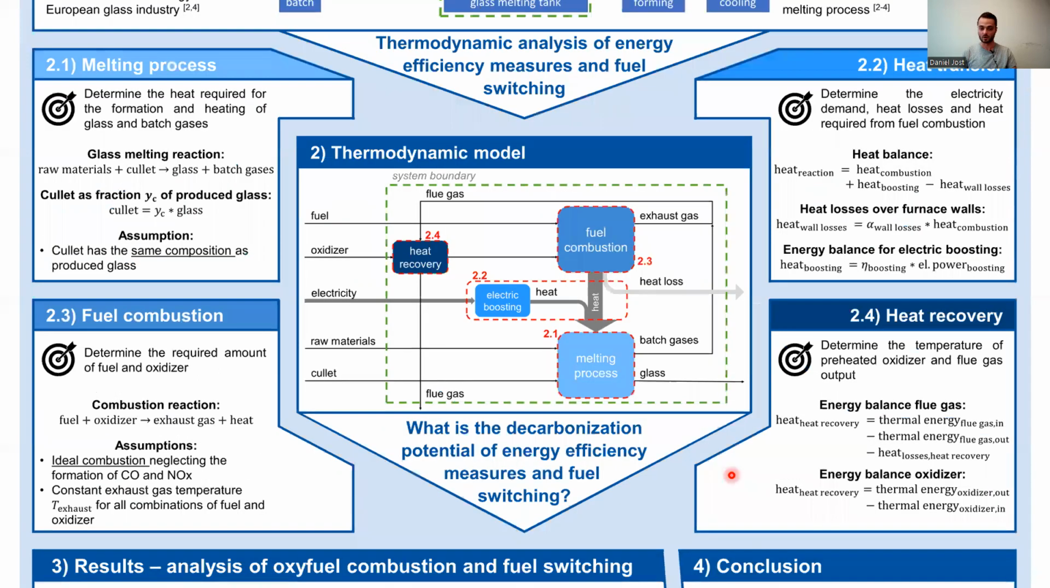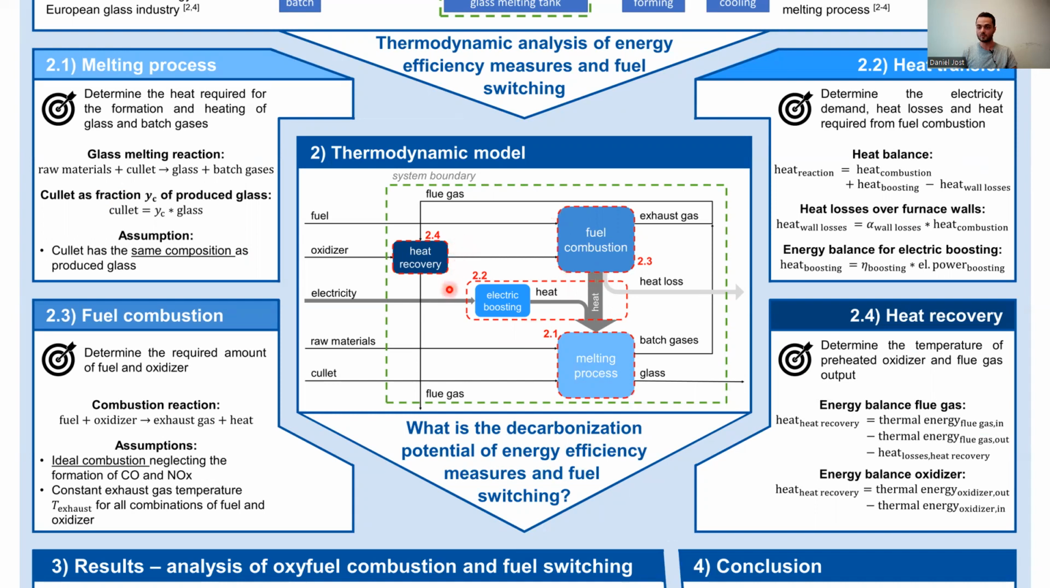Our thermodynamic model is built up on 4 parts. First, the melting process, where we determine the heat that is required for the formation and heating of glass and the batch gases. Next is the heat transfer, where we utilize electric boosting as an energy efficiency measure to provide heat. Within the heat transfer, we determine the electricity demand, the heat loss through the furnace walls, and the heat that is required from the fuel combustion. Within the fuel combustion, we determine the required amount of fuel and oxidizer for our combustion process.